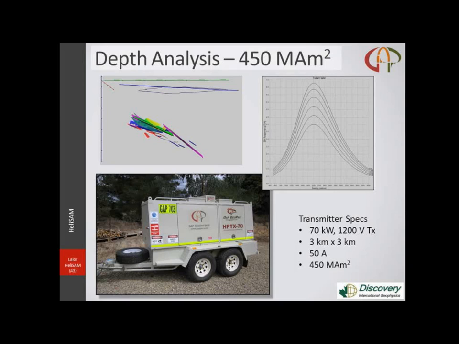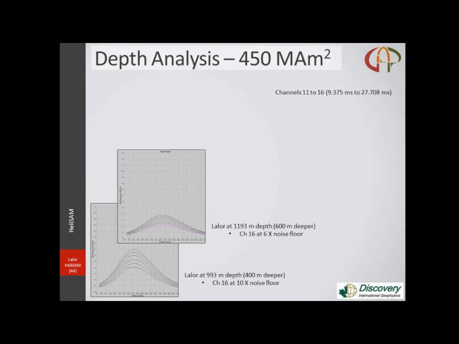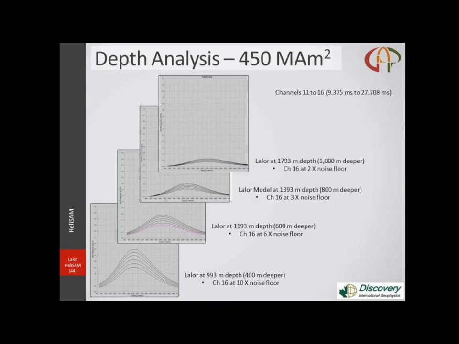And that power, coupled with that model that we developed from the real data, would produce a response like the top right image there. And then if we take that model and drop it down, we can see that at 400 meters deeper, you're still well above noise. 600 meters, 800 meters, and at 1 kilometer deeper, you're still going to be able to detect this thing. These are channels 11 to 16.